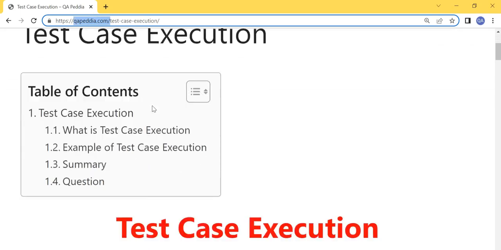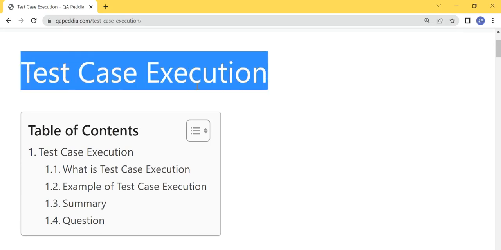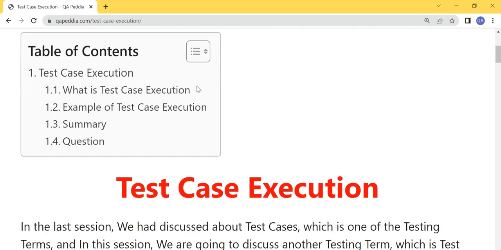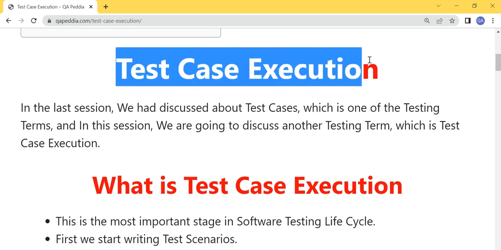The topic that we are going to discuss today is test case execution, and the subtopics that we will discuss today are: what is test case execution, example of test case execution, summary of the session, question for the session. So let's start. Test case execution.